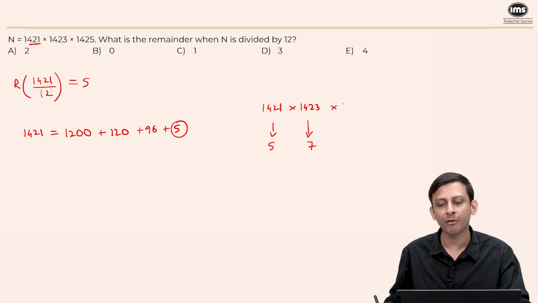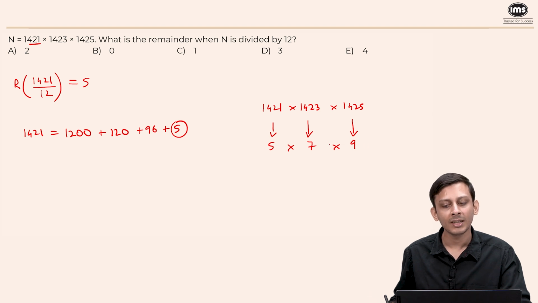And next we have 1425, which is 2 more than 1423. So the remainder will also be 2 more than 7, which is equal to 9. So the final remainder we will get through 5 into 7 into 9. Now 5 into 7 is 35. So 35 into 9. Now 35 when we divide by 12, the remainder is what?